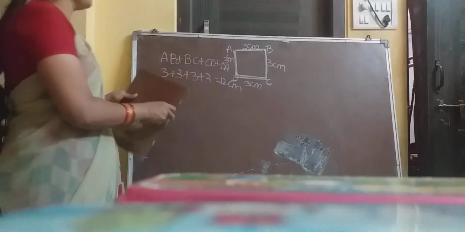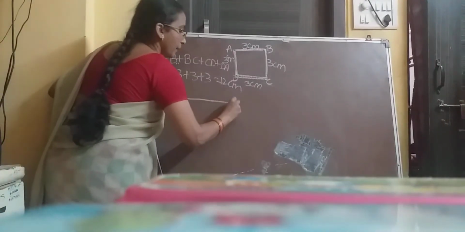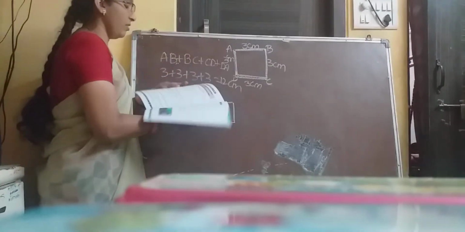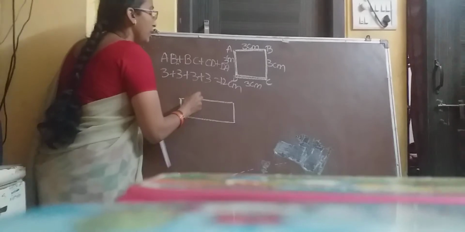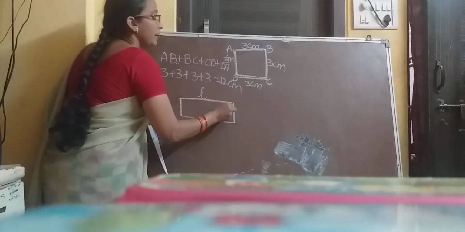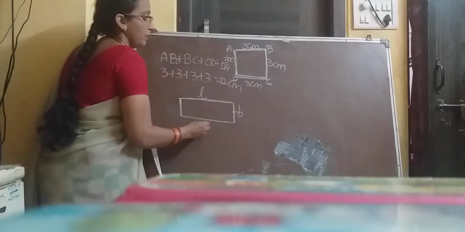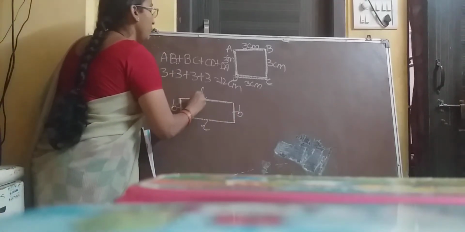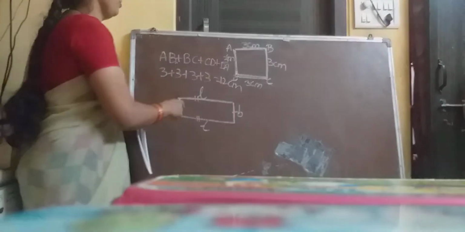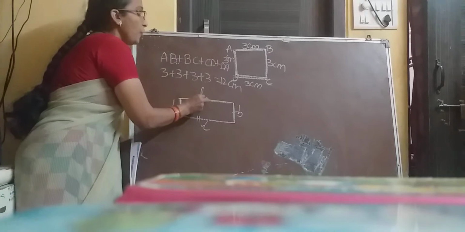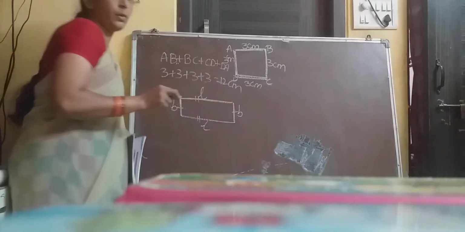Now perimeter of a rectangle, you see. This is a rectangle. This is the length, and this is known as breadth. Okay, children, in a rectangle, any time the opposite sides are equal. These two sides are equal, and these two sides are equal.